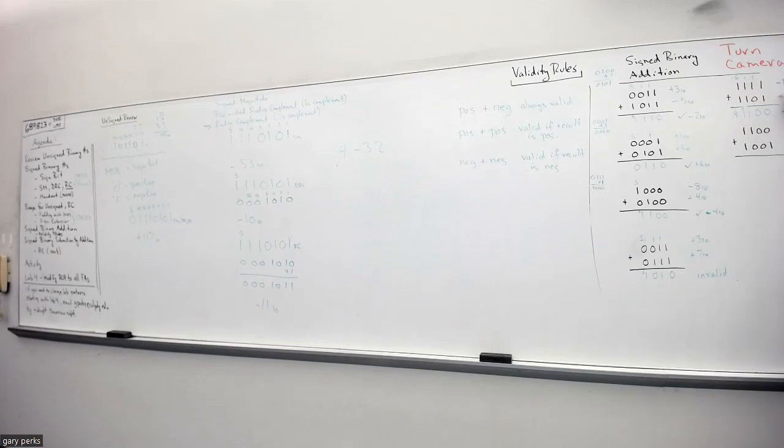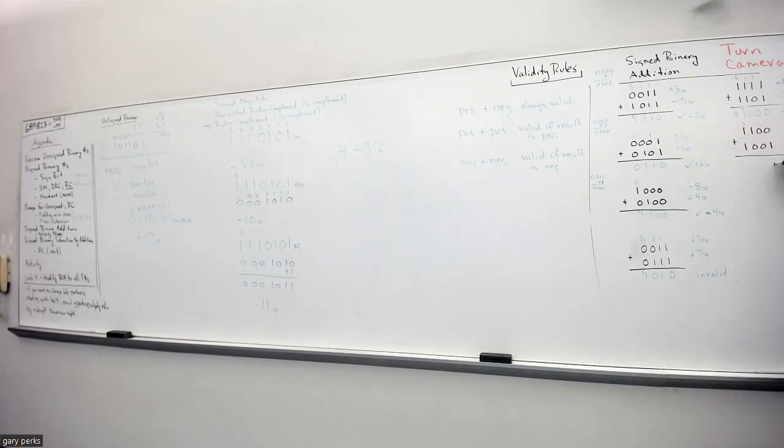Negative 3. So I should get negative 4. Is this negative 4? Yeah, because I flipped the bits, 0, 0, 1, 1, add a 1, gives me 4. So negative 4. Okay, one more before we get to subtraction.